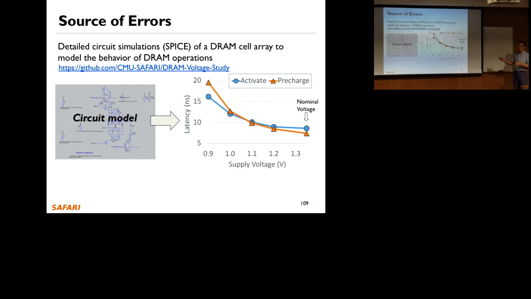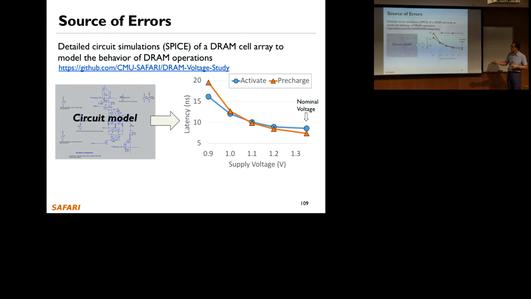So we actually built detailed circuit simulation models. It's always good to do circuit simulation plus real experiments and try to match them somehow. And we actually release our circuit simulators too that are online. They're relatively simple. They're not extremely sophisticated. But this is what you would expect between voltage and latency based on our circuit model. This is the activate latency, and this is the pre-charge latency. This is the nominal voltage.